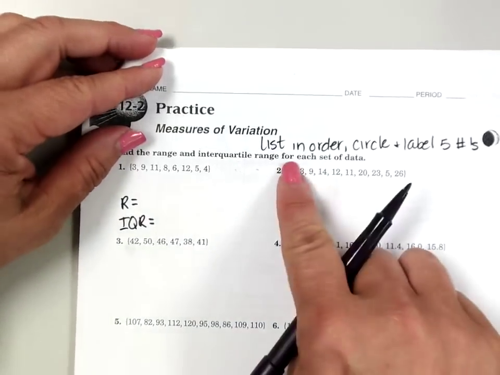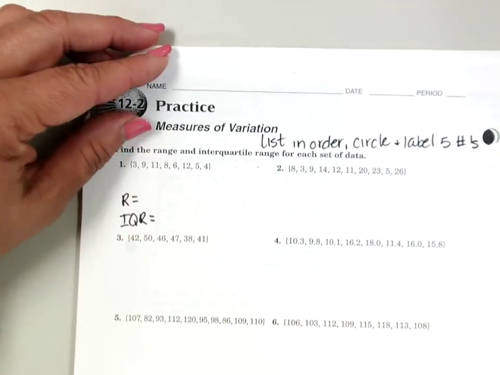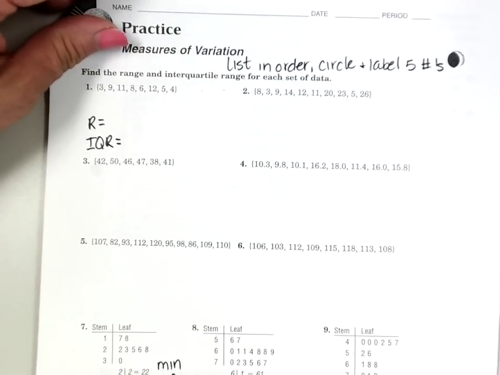So here you don't have to write the 5 numbers, you have to circle them and label them, and then this one is the subtractions. Okay? Good luck.